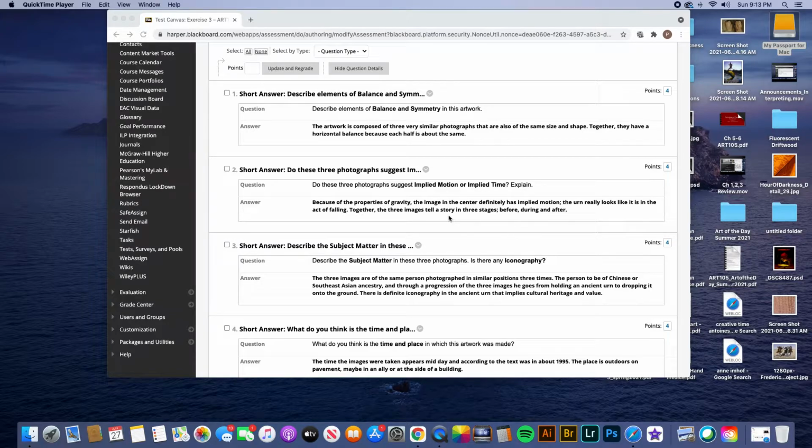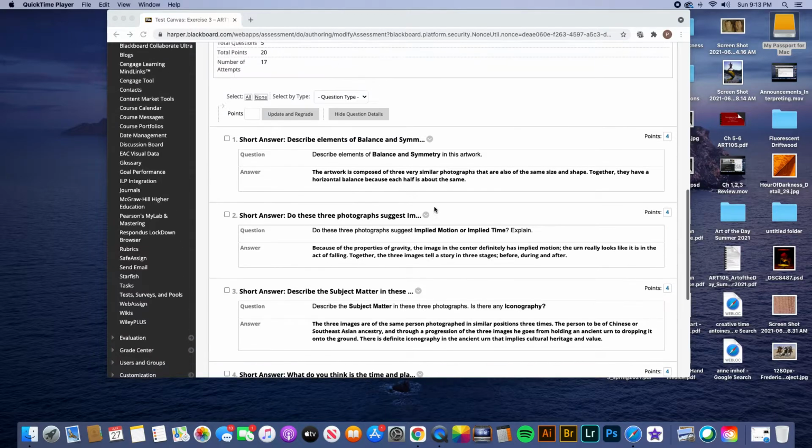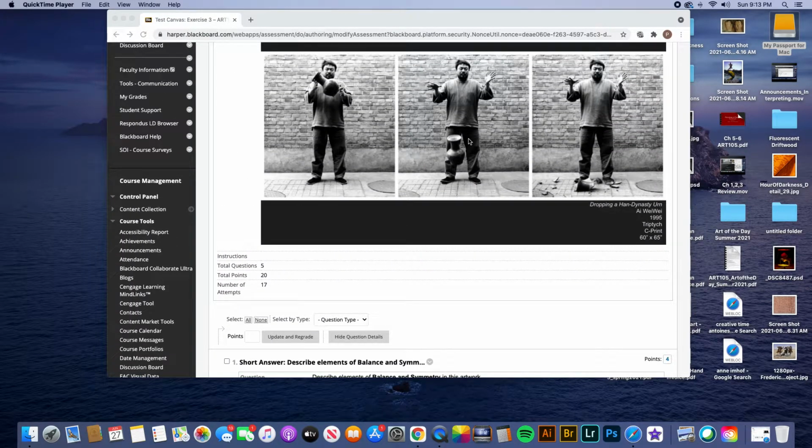So, the difference between implied motion and implied time can be unclear. Sometimes it's not necessarily totally defined. Our implied motion is because we know gravity's a thing and this is falling, so we've caught this falling. But because we have a progression, it tells a story. That's also implied time.